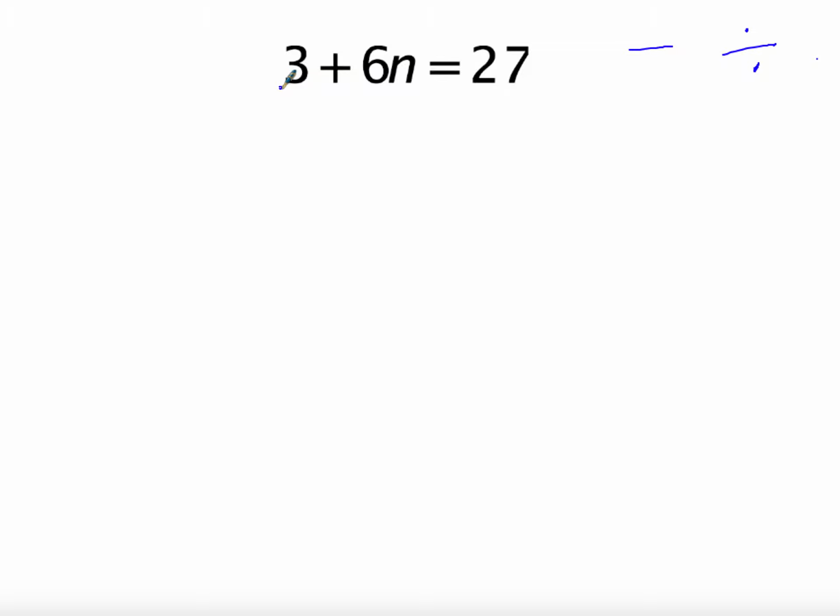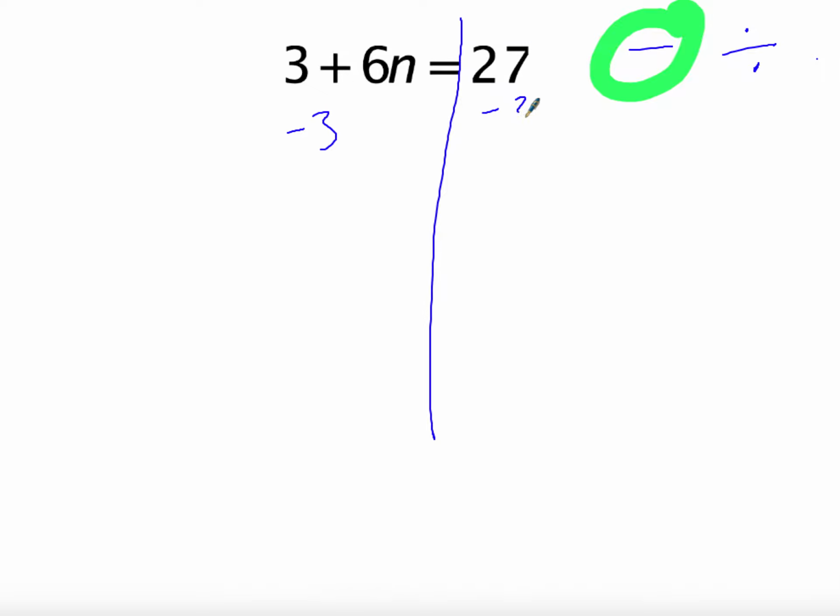In what order should I be performing those operations? Hopefully, you super know at this point. I'm going to be subtracting first. So subtracting 3 from both sides of your equation to maintain that original balance. 3 plus 6n minus 3, that 3 minus 3 is 0, that ends up with a 0. 6n equals 27 minus 3, which is 24. One-step equation, 6n equals 24.